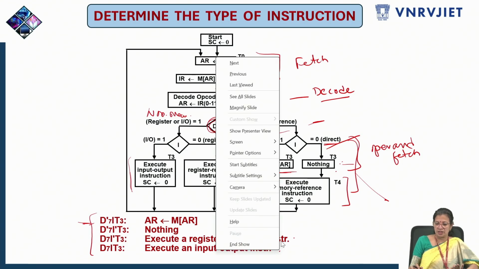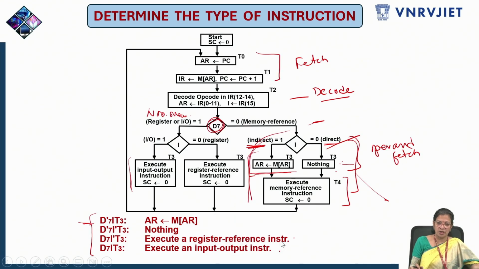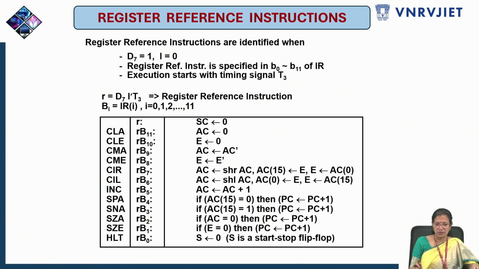These are the 4 categories and the control signals that are required to be generated by the control unit when they are to be executed. So this is the complete flow diagram.